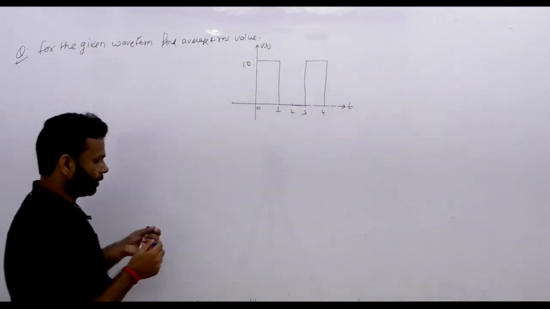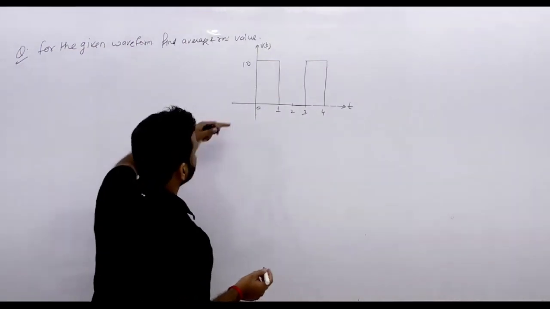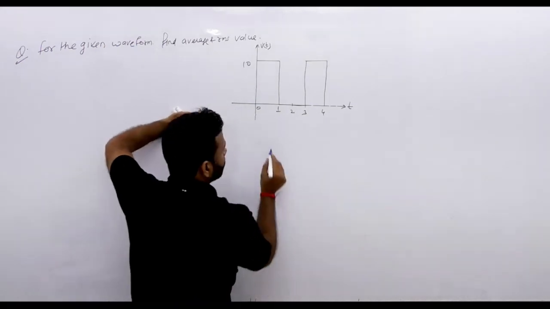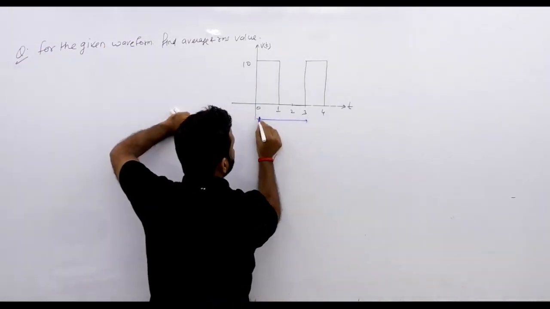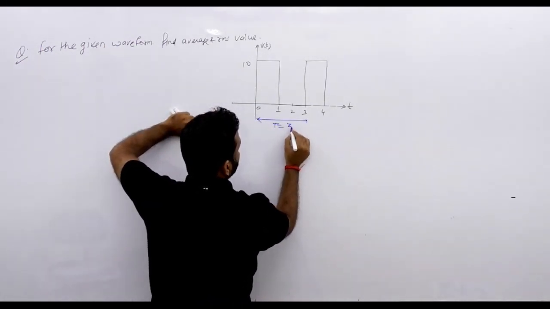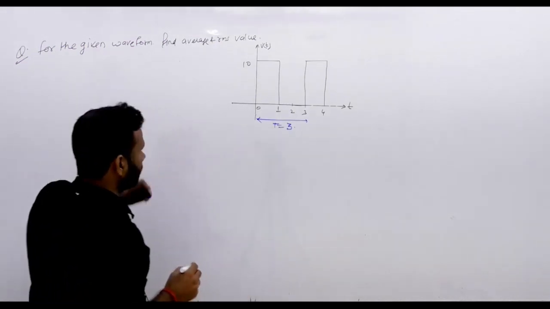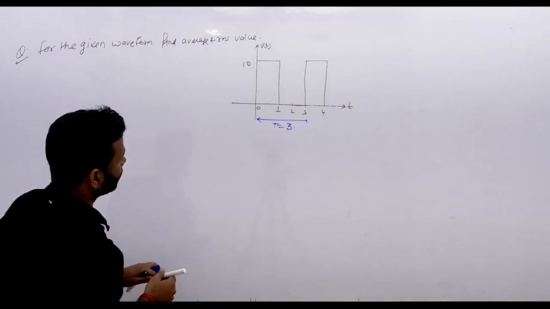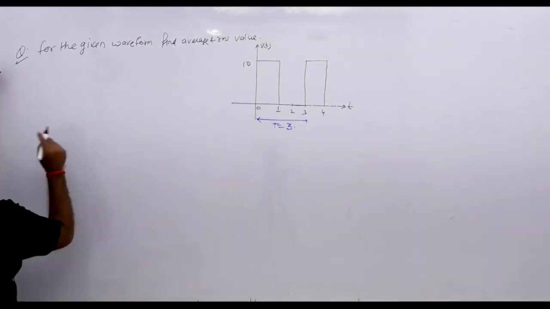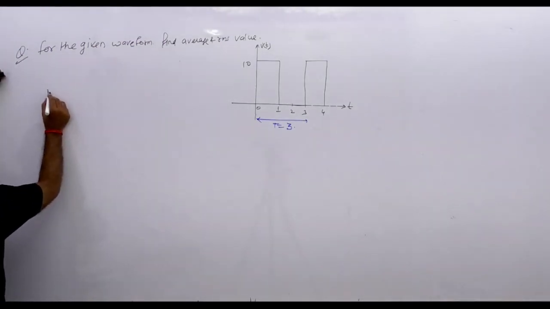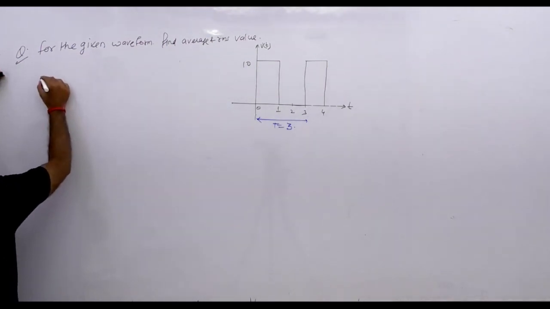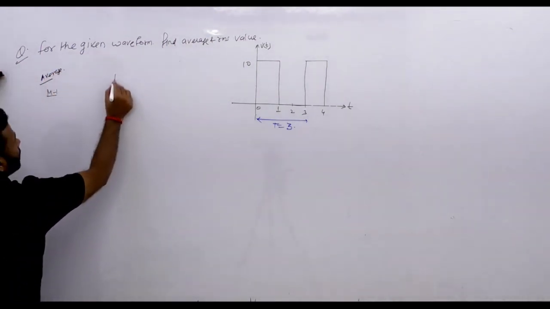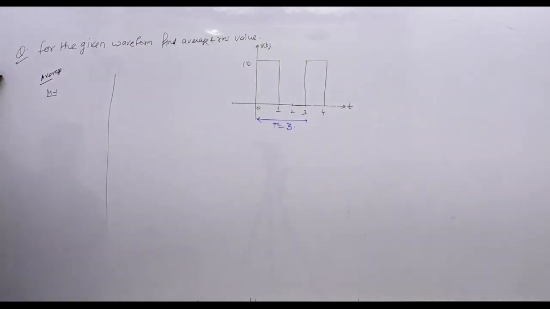Now first we will find the time period. The waveform starts from this point, and again we will repeat the waveform. So your time period is 3 seconds. Then the first part is finding the average. First I will find the average from the trick.